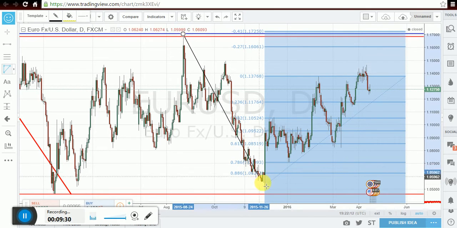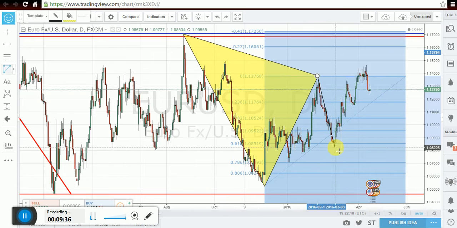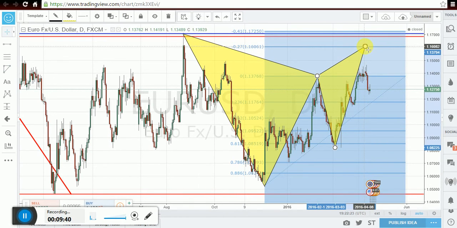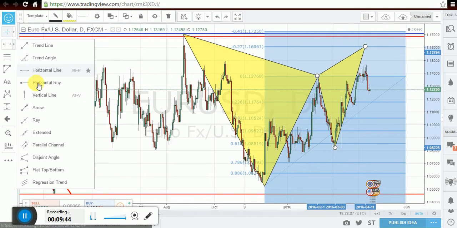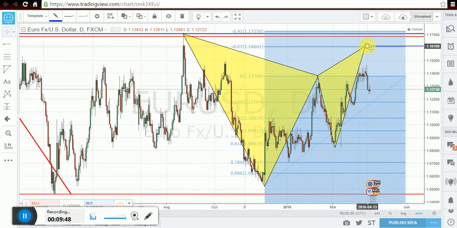So X to A leg, A to B leg, B to C, and C to D. We have a godly pattern that's going to terminate near the top end of that channel.